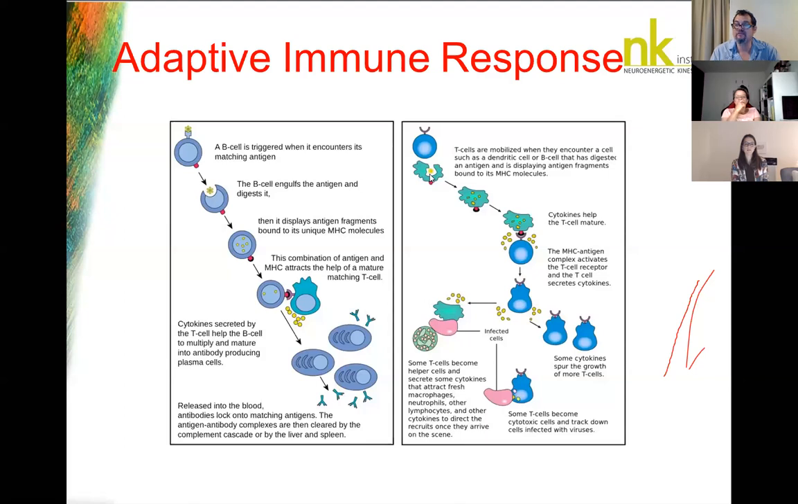And this is called the antigen presenting cell. So on the left, the antigen presenting cell is the B memory cell. It has the immunoglobulin or antibody on the cell membrane.